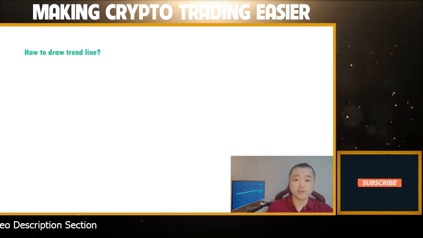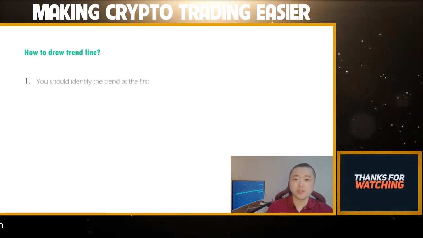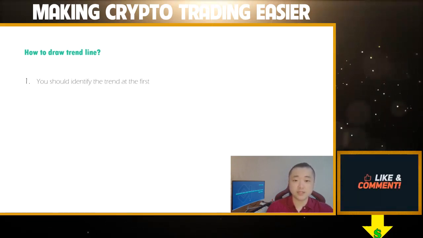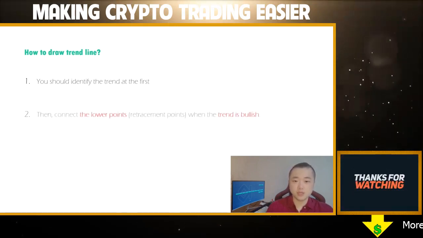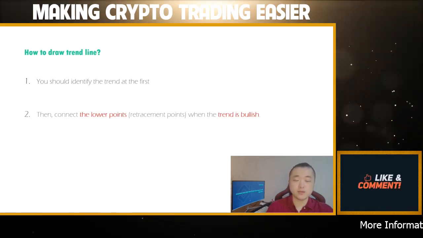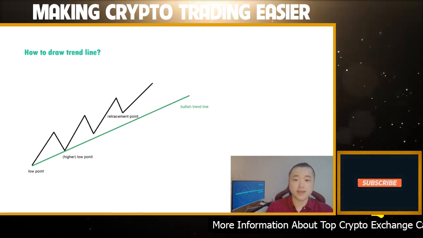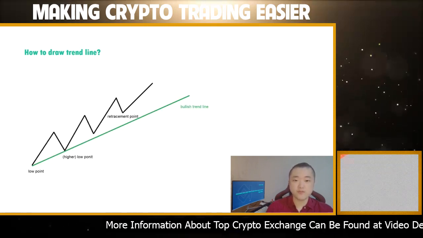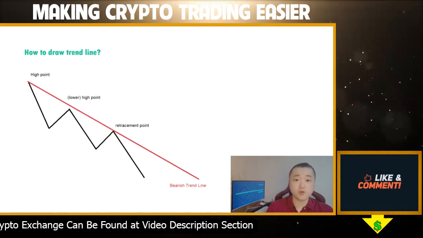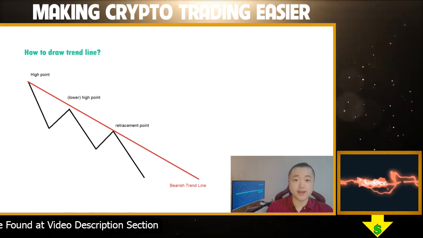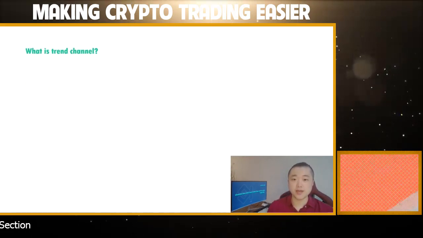So how to draw them? Firstly, you should identify the trend. As we have mentioned before, you can use the continuous high points and low points to identify the trend. If you encounter the bullish trend, please connect the low points or retracement points, then you will get a bullish trend line. If you identify a bearish trend, please connect the high points or retracement points, then you will have a bearish trend line.